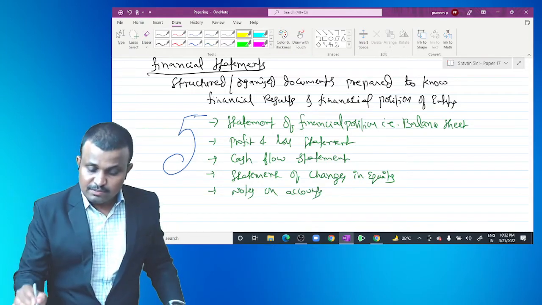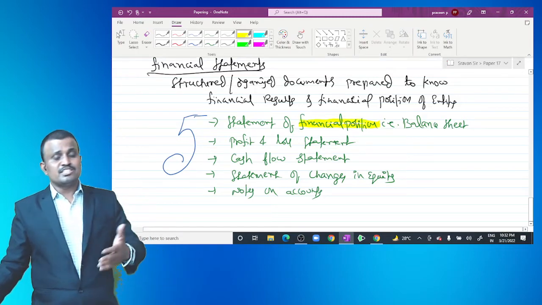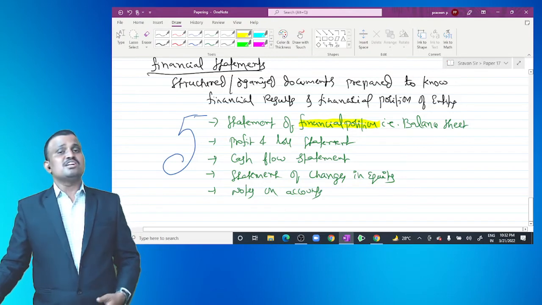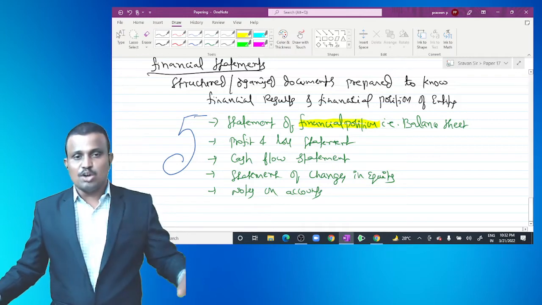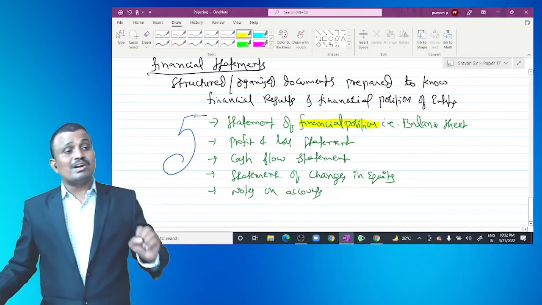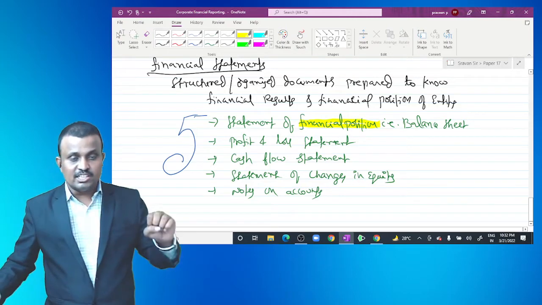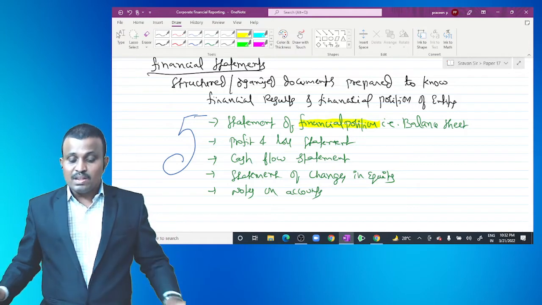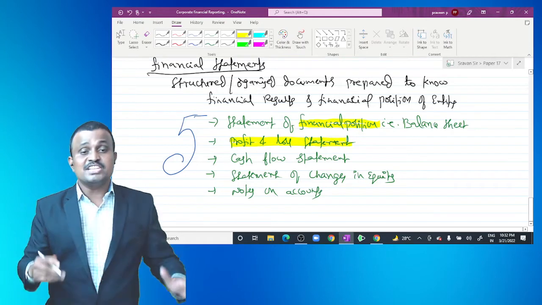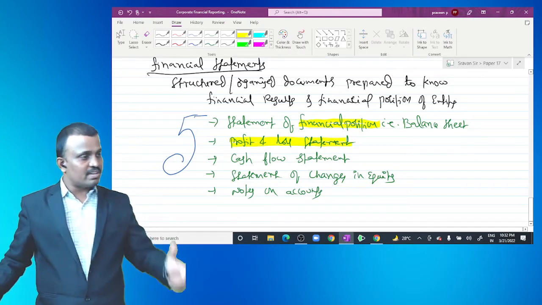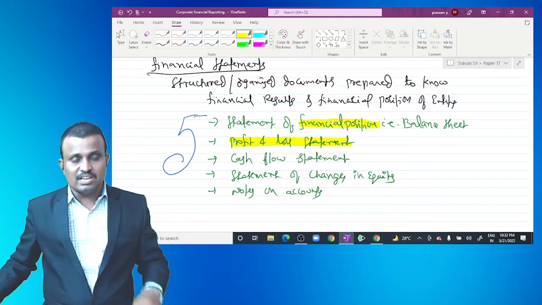So here the first one is what? Statement of financial position. So the statement of financial position is nothing but the balance sheet. And that balance sheet is prepared by considering the assets and liability balances at the end of the year. And it indicates the financial strength and financial weakness of the entity. Those are represented in terms of assets and liabilities. Next, coming to the P&L statement, it is used to show the financial result of the entity, whether it is a profit-making organization or a loss-making organization. So, what is the profit or loss for the current year?